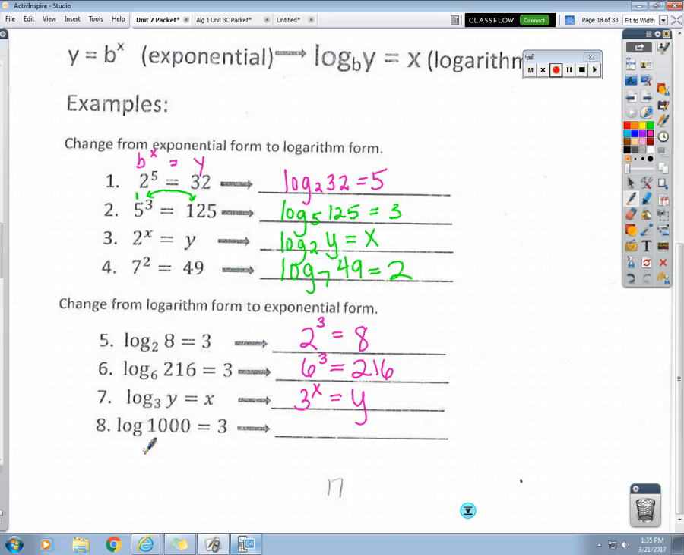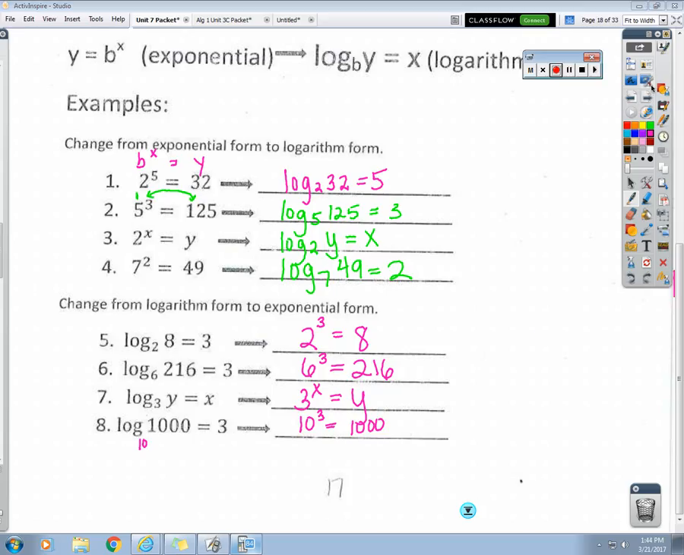10. It's always 10 if there's no visible base. So won't this be 10 to the third power equals 1,000? Is that a true statement? Is 10 times 10 times 10 1,000? Okay, so for the next few minutes, I want you to flip to page 18 and try that page on your own, and then we're going to move on.